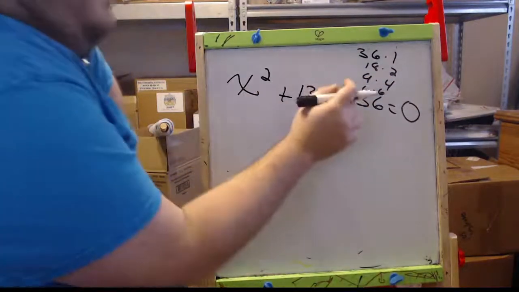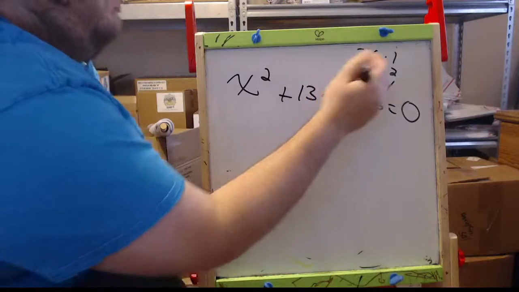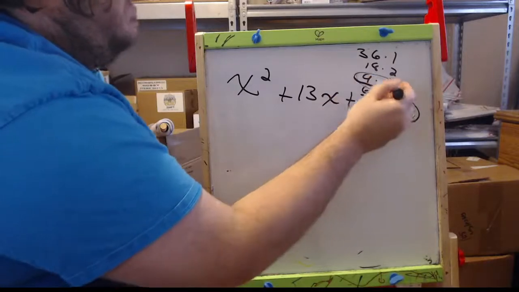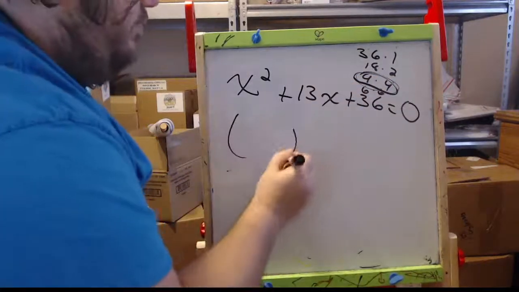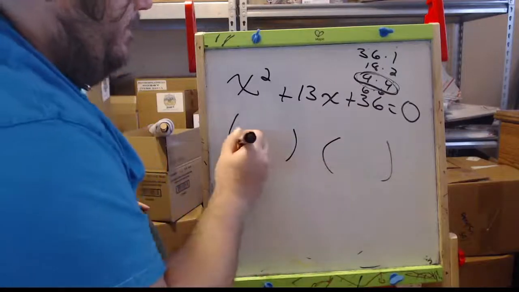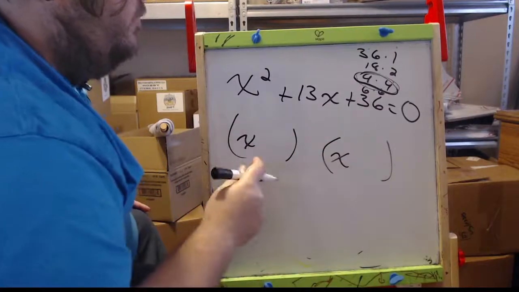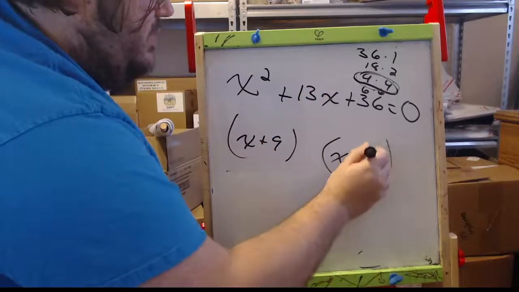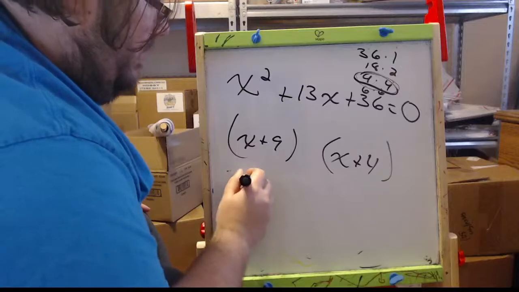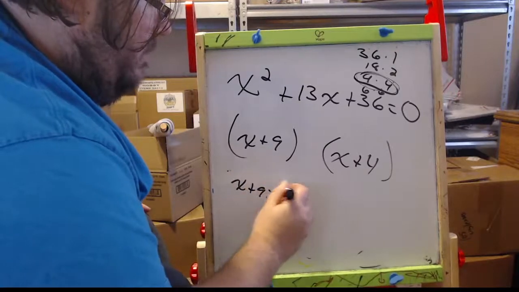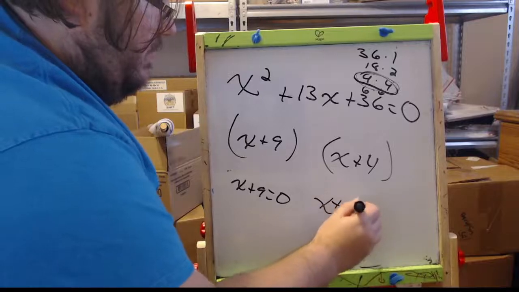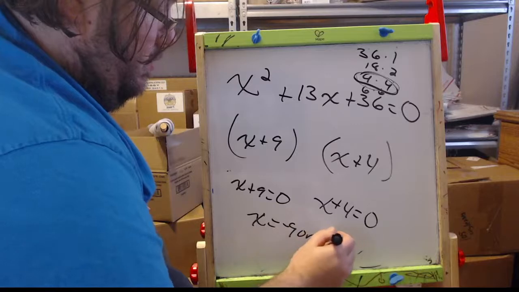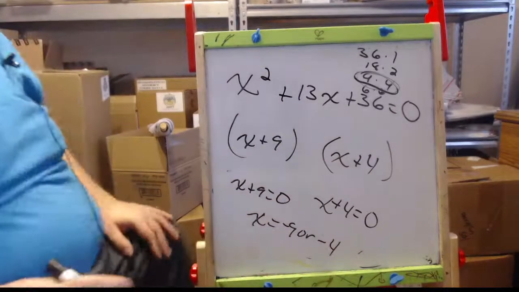Now, could any of these combinations get me a 13? 36 and 1 can't, 18 and 2 can't, 6 and 6 can't, but 9 and 4 can get me to 13. So x and x, since they're both positive, plus 9, plus 4, and then set them equal to 0. x plus 9 equals 0. x plus 4 equals 0. So x is either going to equal negative 9 or negative 4 in order to get our answer.